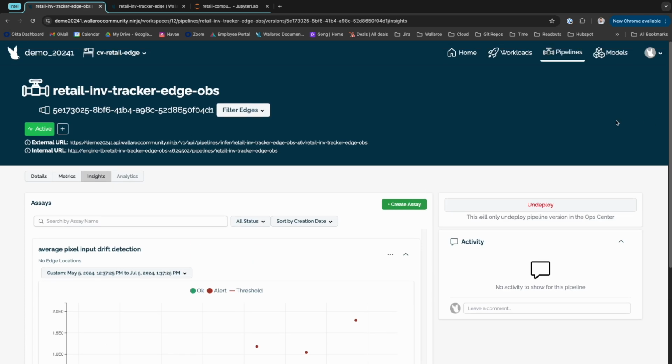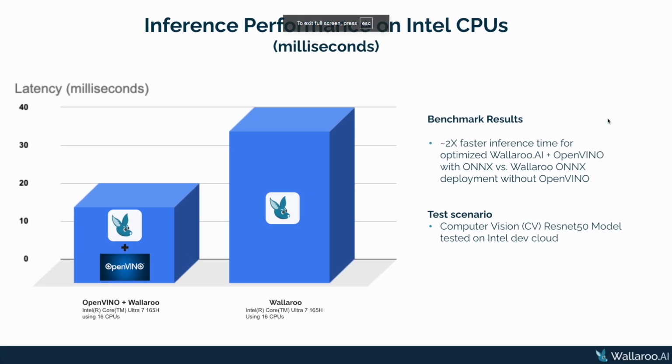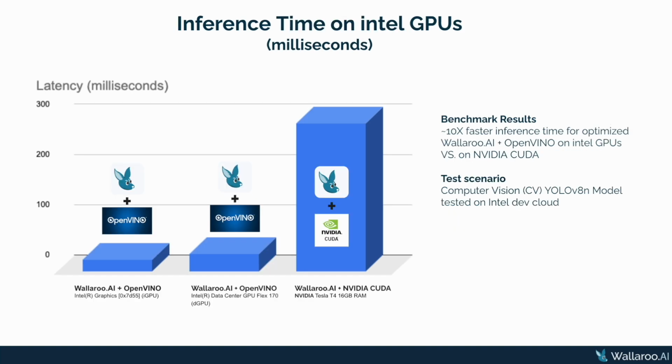From a performance perspective, when looking at a sample ResNet 50 model similar to the one we saw today, we were able to see 2x faster inference time when using Wallaroo with the OpenVINO optimizations compared to Wallaroo alone on the same hardware configuration of 16 Intel CPUs. When looking at GPUs with a sample YOLO V8N model, we see a similar trend. Using Wallaroo with OpenVINO acceleration on 2 different classes of Intel GPUs, we were able to see a 10x faster inference time compared to Wallaroo with similar optimizations for NVIDIA CUDA.